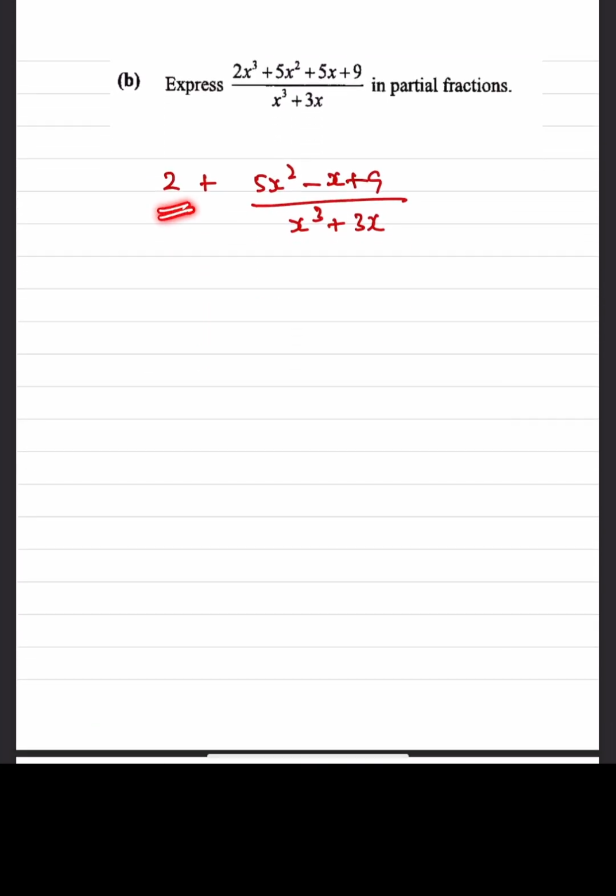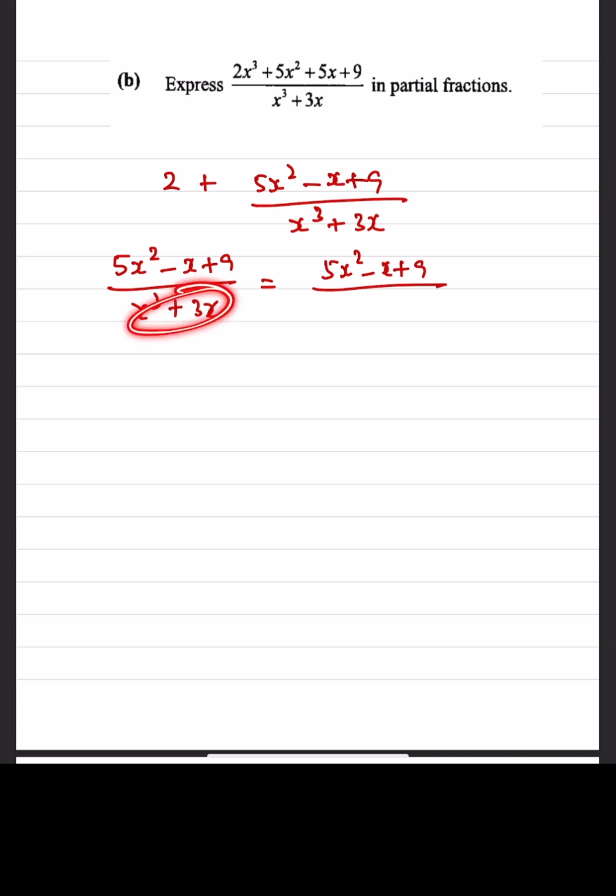As this is the whole number, we cannot do anything, just leave it as it is. But we will take this fraction and make it into partial fractions. So 5x squared minus x plus 9 divided by x cubed plus 3x. This can be written as 5x squared minus x plus 9 divided by, we will factorize this by taking x out. So when you take x out, this will be x squared plus 3.